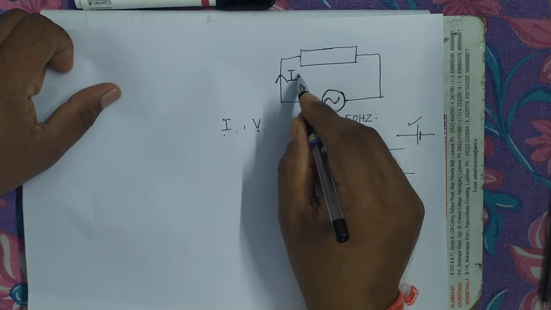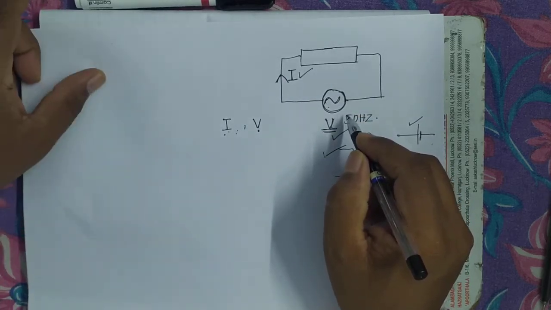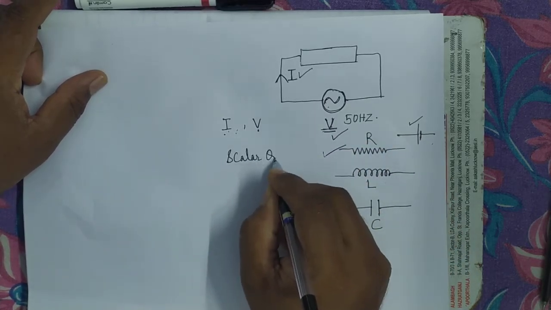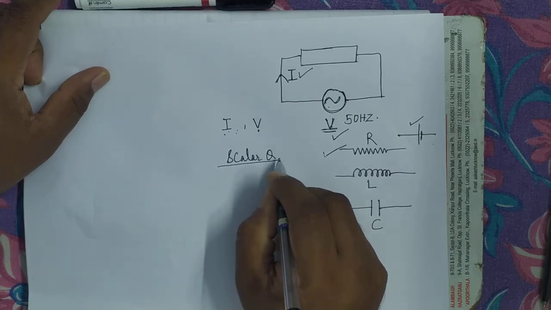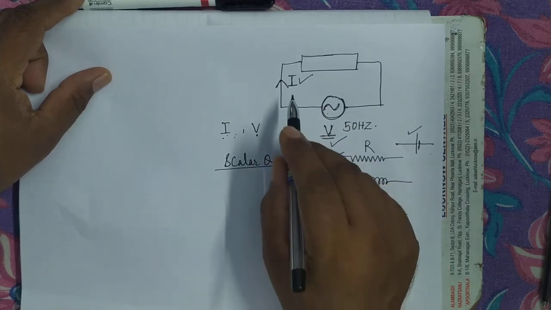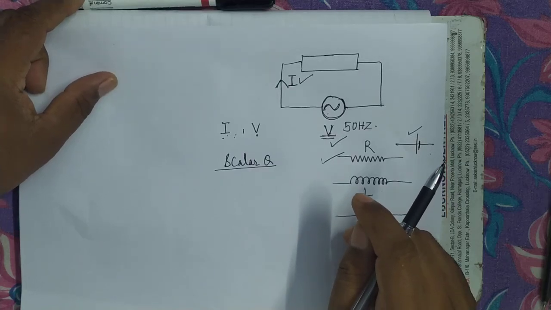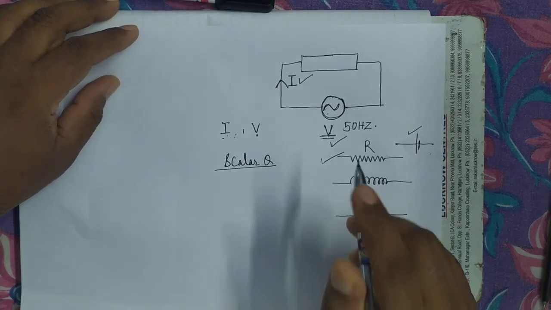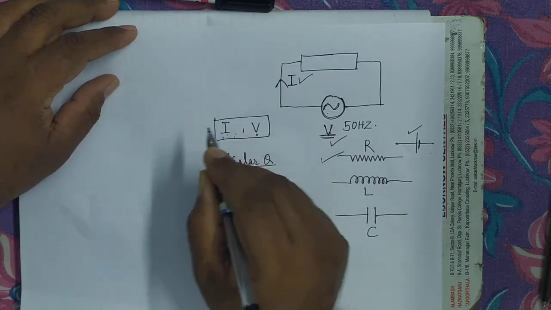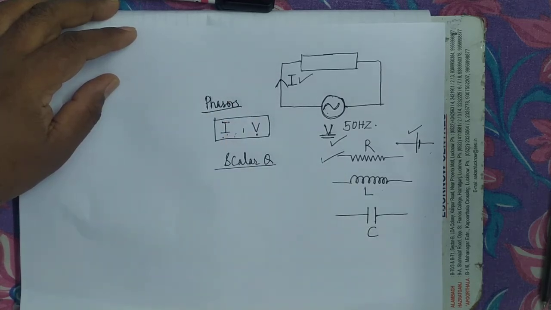As we know, the current and voltage both are scalar quantities. Scalar quantities, they don't have any direction. It's clear? How will you express this phase relationship between voltage and current diagrammatically? We can represent it diagrammatically by treating voltage and current as phasors. We will treat them as phasors.